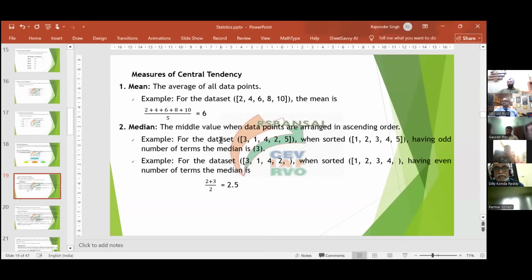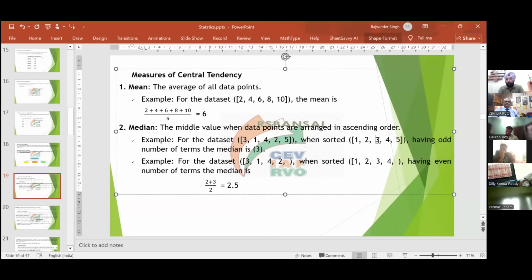Then median. Median is basically the central point, the middle point of the data set. We have already done how the median is found. If the number of terms is odd, then there is no problem. First, you have to arrange the data in ascending order. For example, you have a data set 3, 1, 4, 2, 5. You arrange it in ascending order: 1, 2, 3, 4, 5. And this term 3, which is in the center, represents the median of the data set.